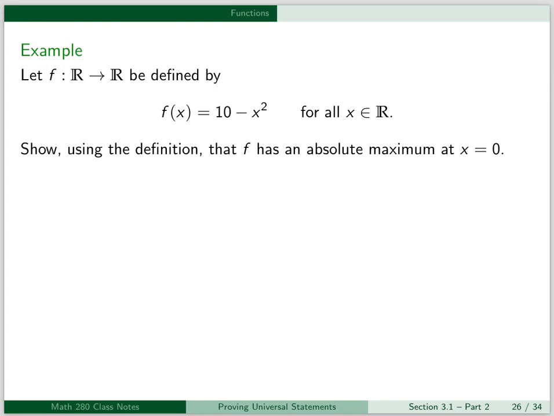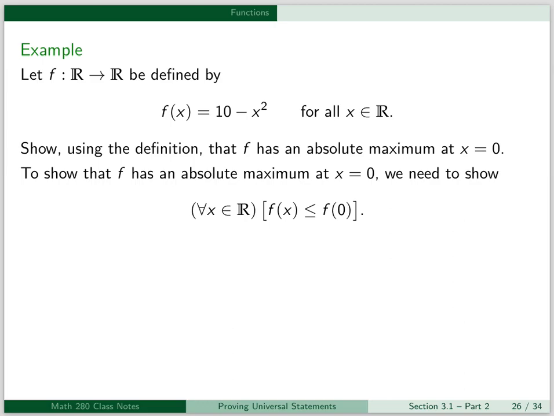So in particular, we don't want to use any concepts from calculus, and we don't want to look at the graph of the function. Now, if we were to look at the graph, we recognize that it is a parabola that opens down, and it has a vertex at x equals 0, so it follows immediately from the graph that it has an absolute maximum at x equals 0. But we want to use just our algebraic definition to prove this.